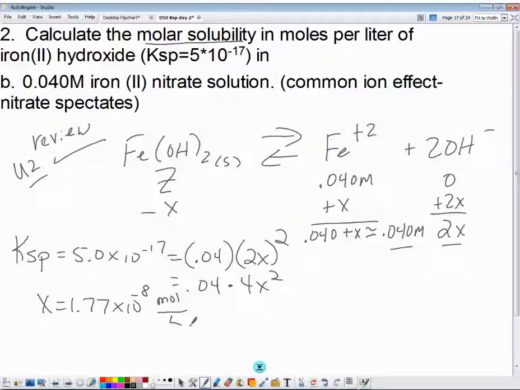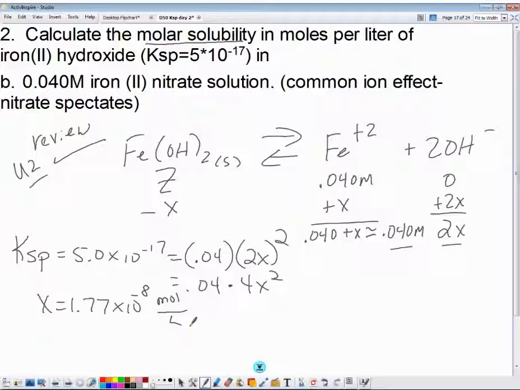Yes? No. Because you're sticking 2x inside and you're squaring it.